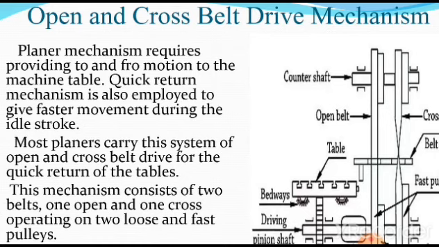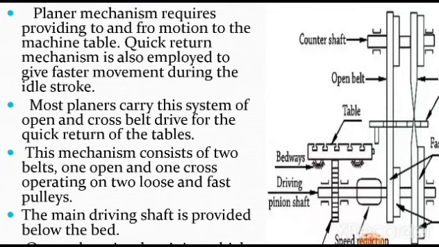Quick return mechanism is also employed to give faster movement during the idle stroke. So why is this quick return motion mechanism used? The basic idea is to see that during the cutting stroke, the work table has to move slowly, and it has to move faster when there is no cutting or planing operation taking place on a workpiece. That is called an idle stroke. Most planers carry this system of open and cross belt drive for the quick return of the tables. As I have told, most of the planers are provided with this.